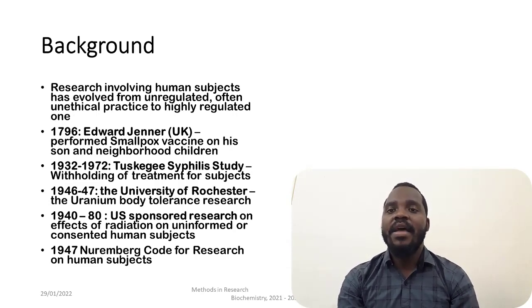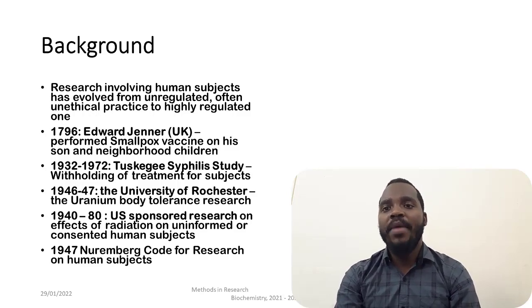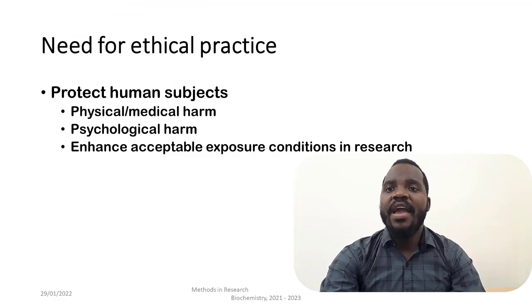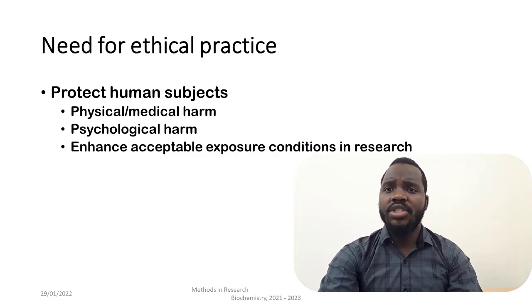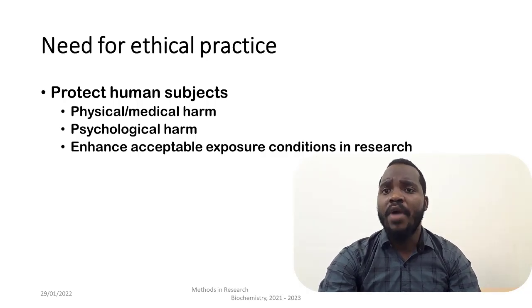These and others have led to the development of guidelines that now guide the practice of research involving humans and human subjects. In 1947, the Nuremberg Code was developed with the aim of protecting humans from such harm. Now, why do we need ethical practice in research? Generally, it is important to have ethical regulation and ethical practice in research to protect humans from harm through their participation in research.